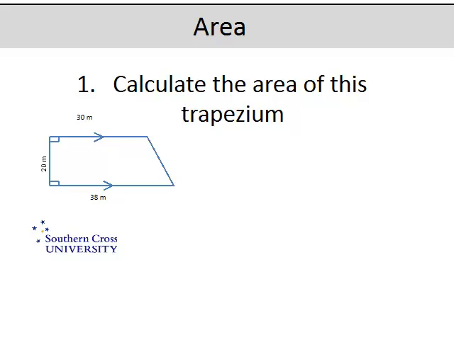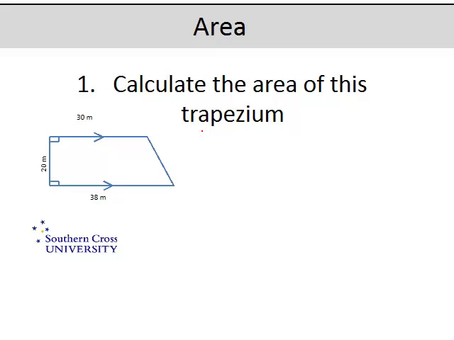The topic of this video is area, and the first question we asked is to find the area of a trapezium. A trapezium has one pair of parallel sides, and in this case I've chosen a right trapezium because one of the ends of the trapezium, the side, is at a right angle to the parallel sides.